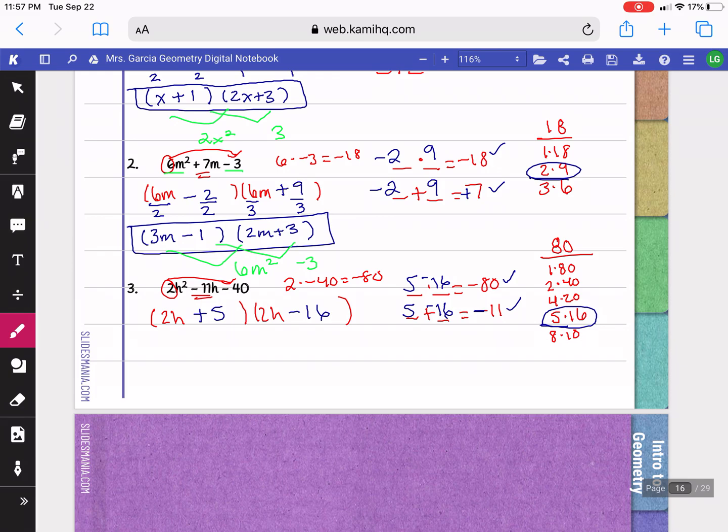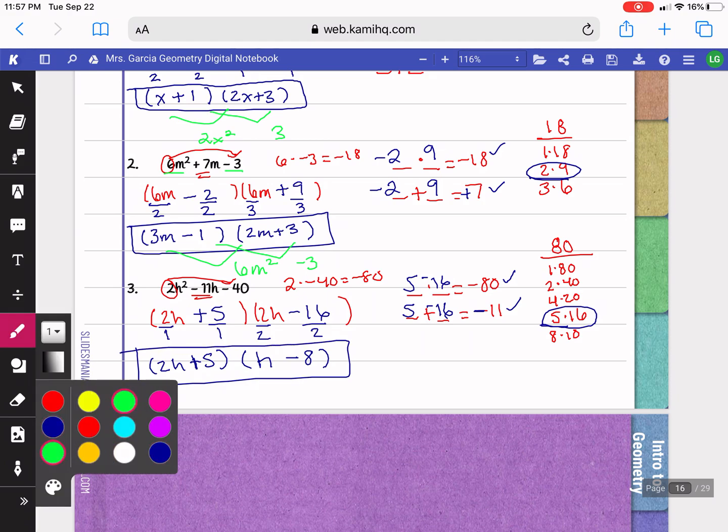Remember, we have one last step here where we divide. So the biggest number 2 and 5 can be divided by is a 1. So that's going to stay the same. On my next parentheses, the biggest number 2 and 16 can be divided by is 2. So 2 divided by 2 is 1. Remember, 1H and H means the same thing. And 16 divided by 2 is 8. So these would be my two factors.